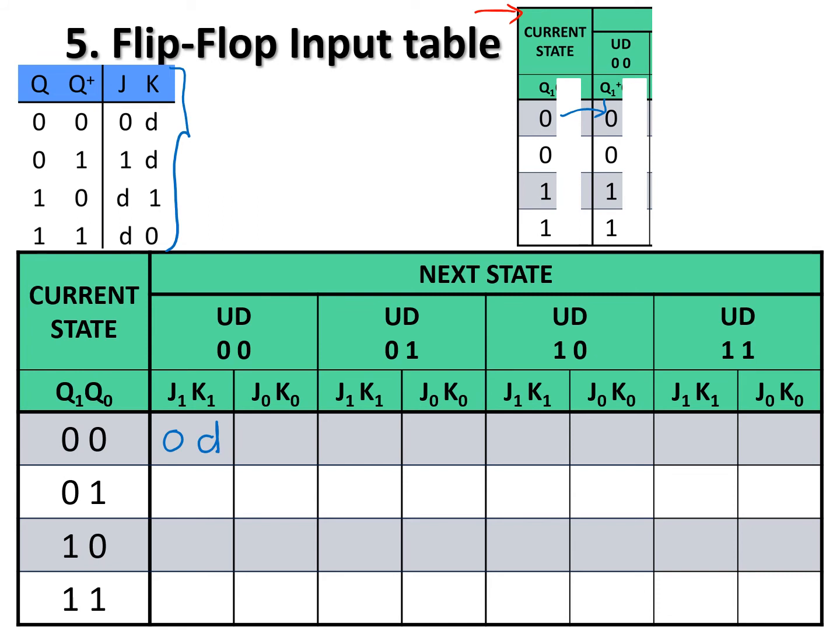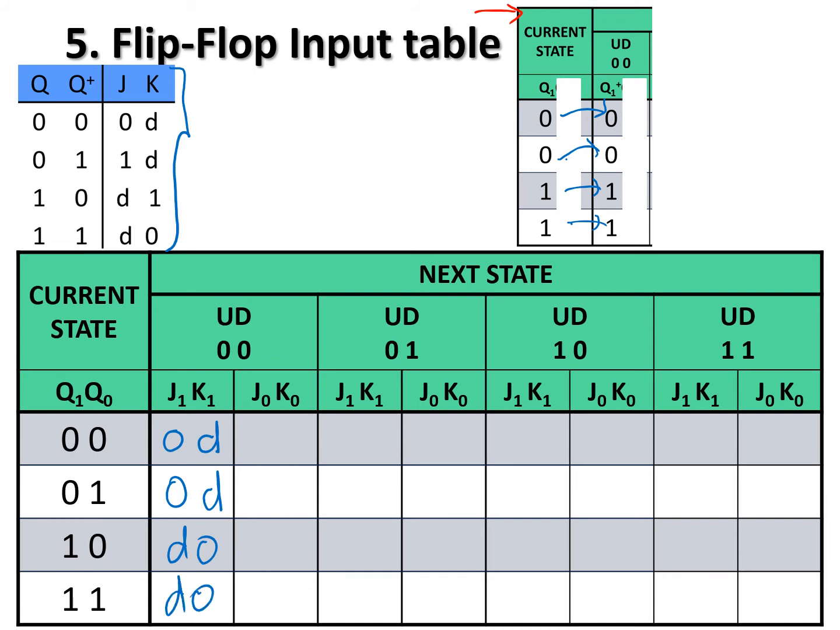Why did I put it here, guys? Why don't I put it in this other part? Because we're looking at flip-flop number 1, remember? So 0D. From a 0 to a 0, that's a 0D. From a 1 to a 1, it's 1 and 1 again, so D0 and D0.